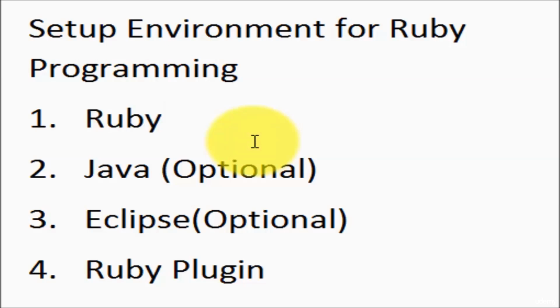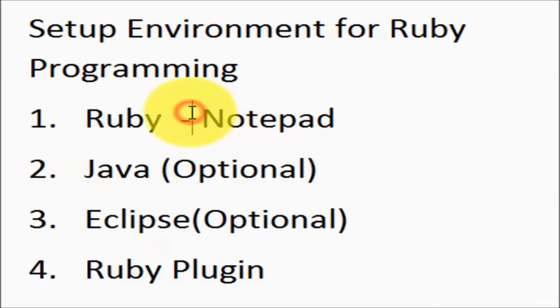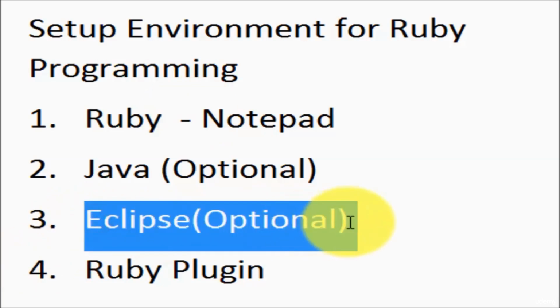So if we use Notepad as an editor, then we don't need to go for the rest of the three components. But the disadvantage of writing code in Notepad is that we are not going to get any help like IntelliSense. It will be difficult to debug. So if we want to write code in Notepad, then we don't need to go for other components. But for this session, for this complete course, we are going to use Eclipse for writing code.